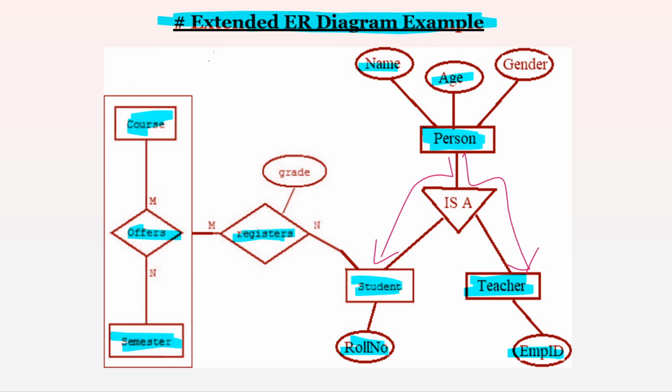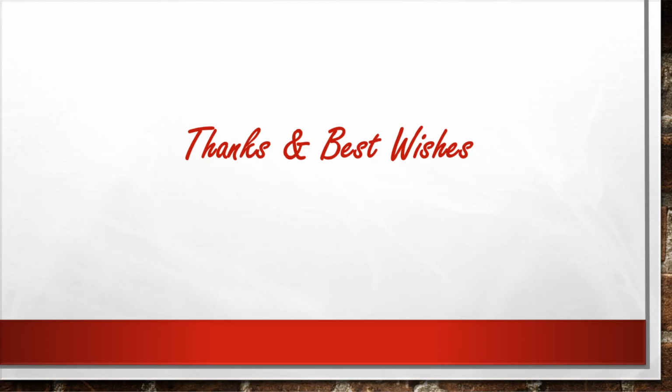But name, age and gender, these attributes must be part of every specialized class. So every student must have name, age, gender. Every teacher must have name, age and gender attributes, right? So this is the way we represent advanced concepts using generalization, specialization and aggregation. This is all about the extended ER diagram or enhanced ER diagram, the EER diagram.